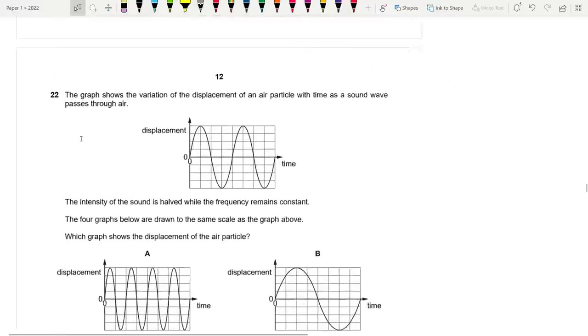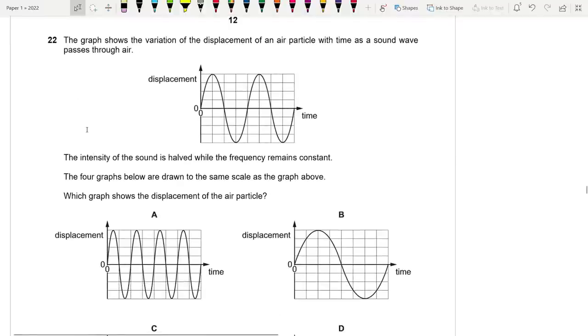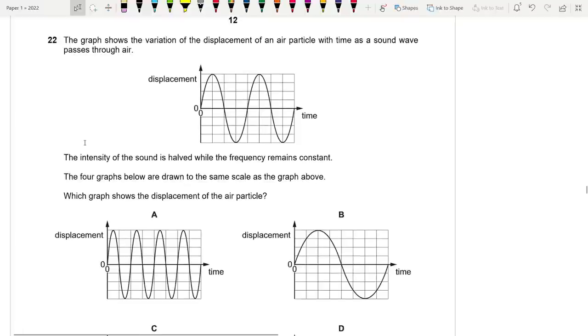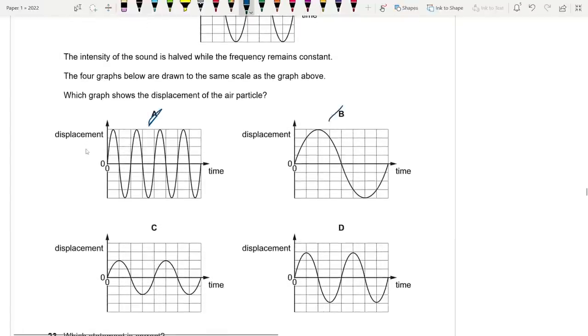The graph shows the variation of the displacement of an air particle with time as the sound wave passes through air. The intensity of the sound is halved while the frequency remains constant. The four graphs shown are drawn to the same scale. So basically it can't be A and B because the frequency is changed. It's between C and D.